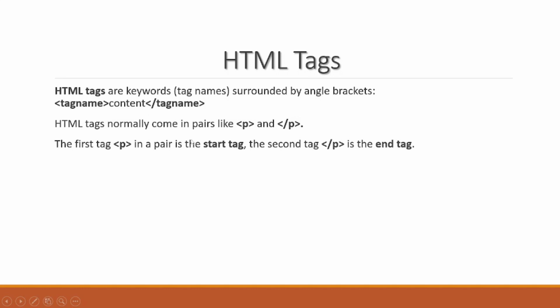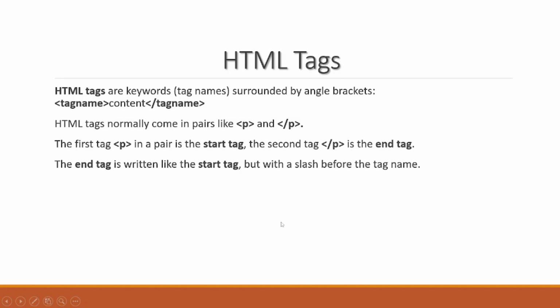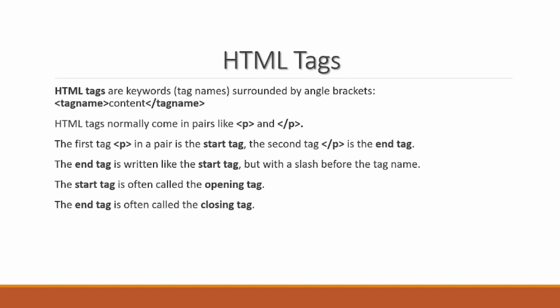The first tag in the pair is the start tag. The second tag is the end tag. The end tag is written like the start tag, but with a slash before the tag name. Meanwhile, the start tag is often called the opening tag, and the end tag is often called the closing tag.